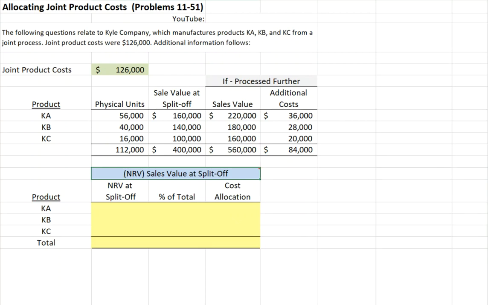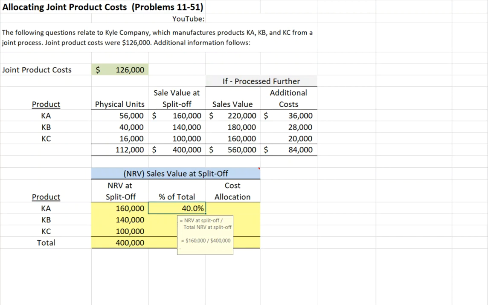We're told that the relative sales value at split-off point for product Ka is $160,000. We can sell product Kb for $140,000, and we can sell product Kc for $100,000, for a total of $400,000. The $160,000 divided by 400 means that 40% of our joint product costs will be allocated to product Ka. The $140,000 divided by 400 means 35% of our joint product cost will be allocated to product Kb. And finally, 25% of our joint product cost will be allocated to product Kc. Again, be sure our column foots to 100%.